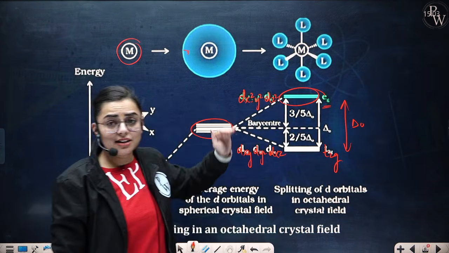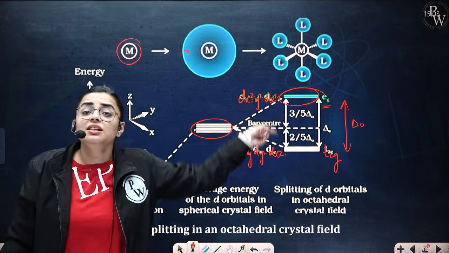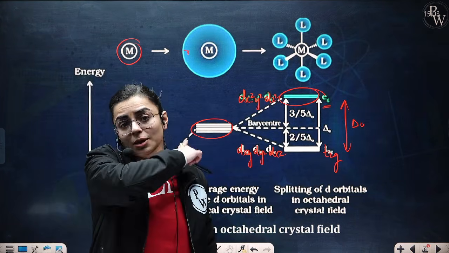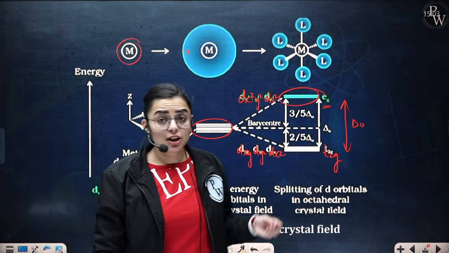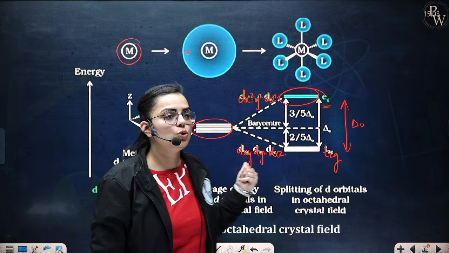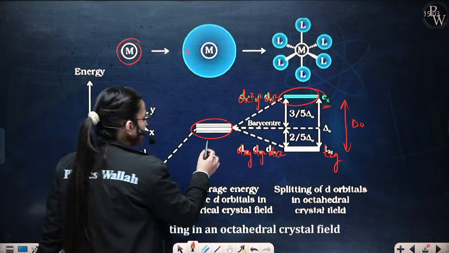The energy level more than the barycenter is for the EG1 and less than the barycenter is for the T2G1 in the case of octahedral. Do remember, do not apply this on all the cases. In tetrahedral and square planar, you shall see different cases. But in octahedral, you shall see this way. Is it clear? This is the average energy.